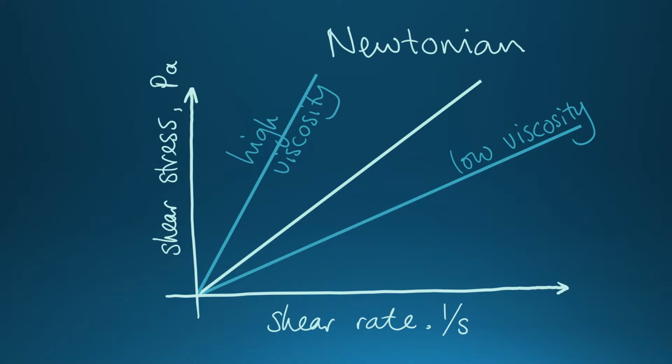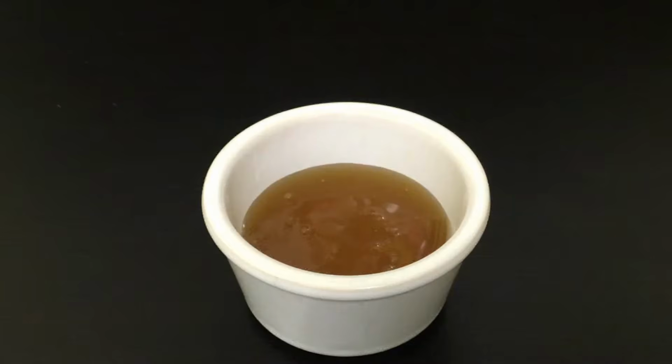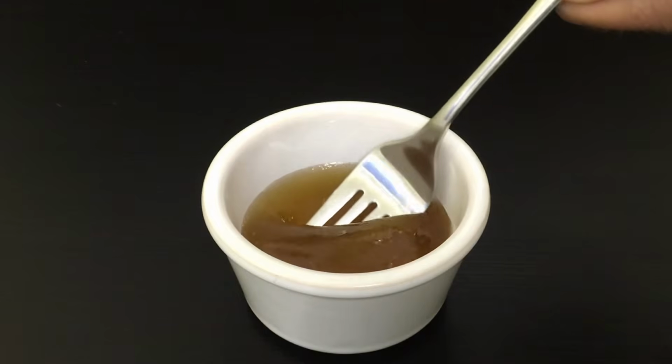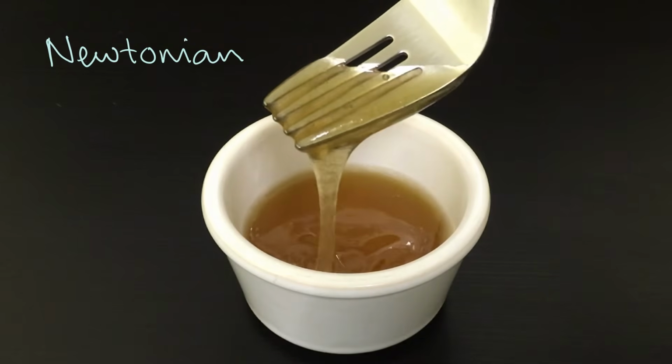One way to think of viscosity is the amount of stress you need to apply to make a liquid flow at a certain rate. The more stress you apply, the faster the liquid will flow. Simple liquids like water have a proportional relationship, so if you double the stress, you'll double the flow rate. That's Newtonian viscosity. The slope of the shear stress versus shear rate graph is the viscosity of any liquid. Some oils and syrups are also Newtonian.